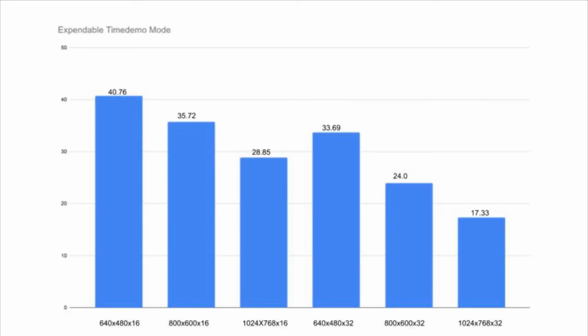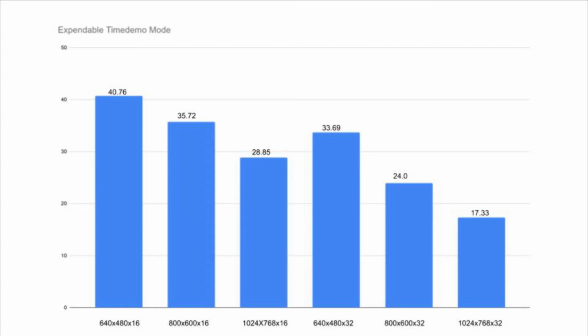So here you can see the results for the Expendable time demo mode. Looking at 640 by 480 at 16 bits per pixel, it's 40.76 frames per second, which was the most playable frame rate I could get out of it. Going on from that, you're looking at 800 by 600 at 16-bit color, and that's down to 35.72, which is still playable. It did have a few small dips when there were some explosions and things like that, but otherwise it was pretty playable. Moving up to 1024 by 768 at 16-bit color puts it under 30 frames a second. It's a little bit laggy, a little bit jerky, probably not the best.